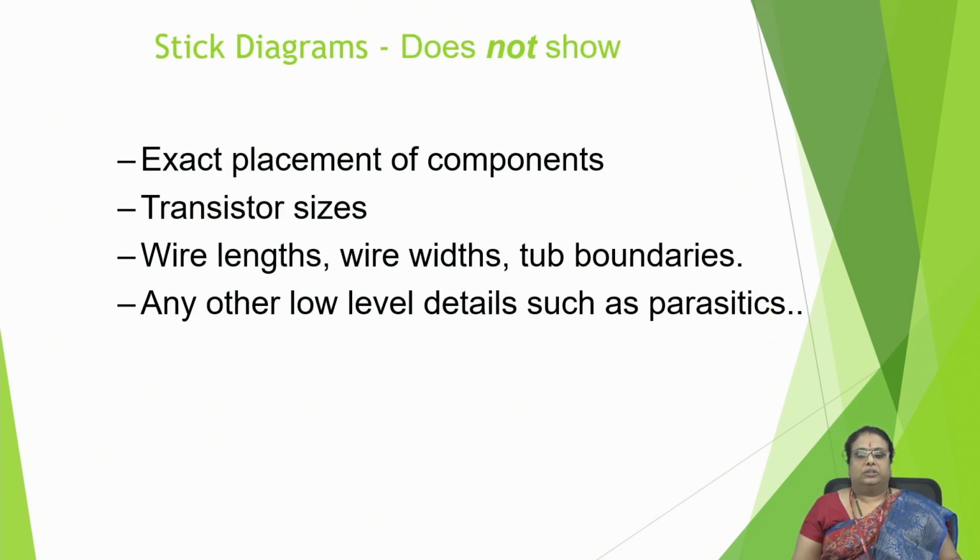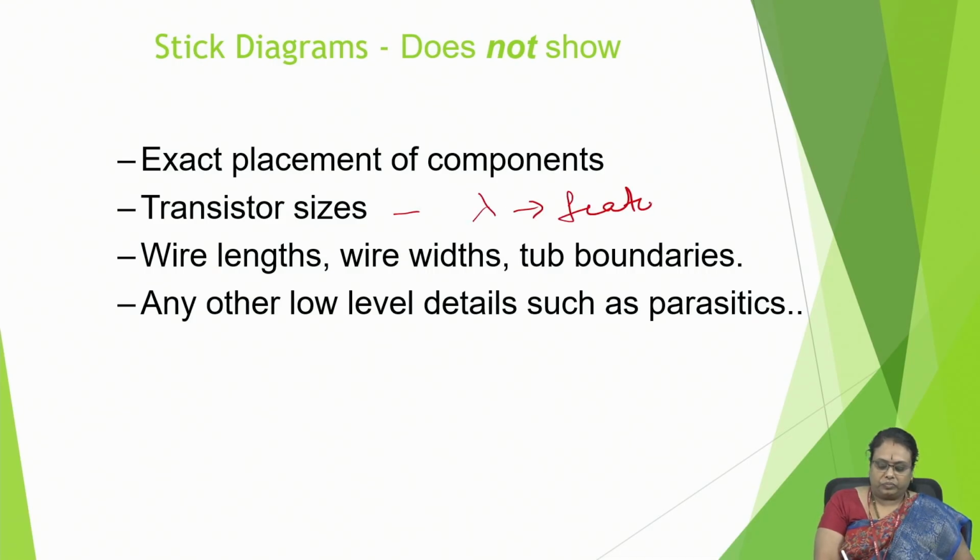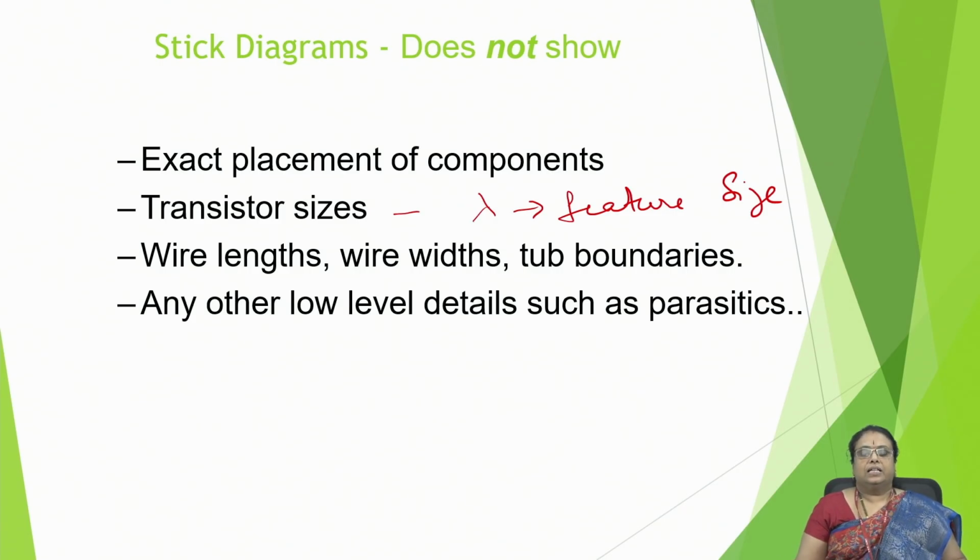And what do they not show? They cannot show the exact placement of the components or transistor sizes. What is the exact size of the transistor? Generally, transistor sizes are represented by lambda, the feature size. But stick diagrams will not represent this feature size based on lambda rules. The layout will be drawn with these lambda based rules. They also cannot show the exact wire lengths, wire widths, tub boundaries, and any other low level details like parasitics.